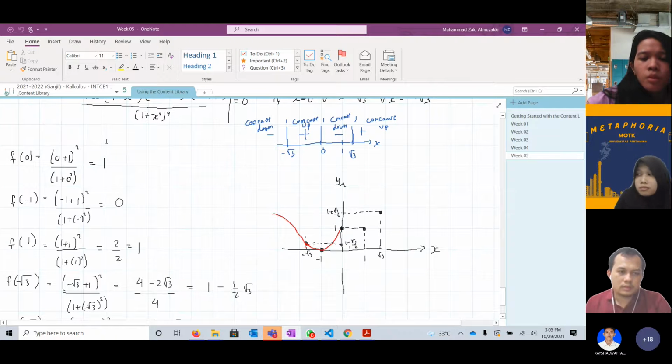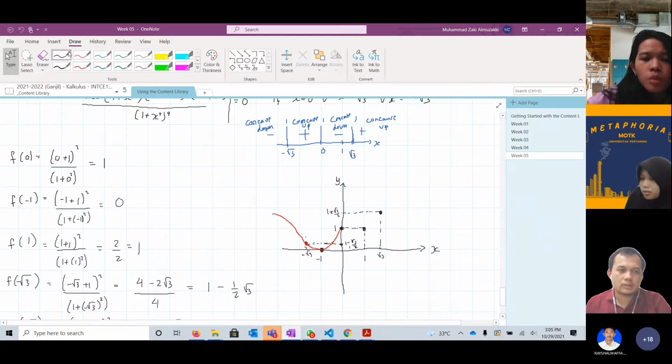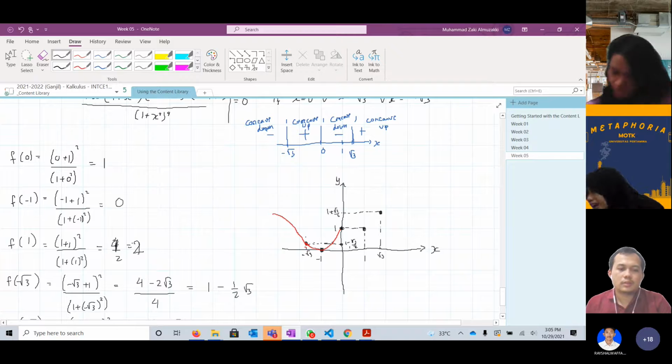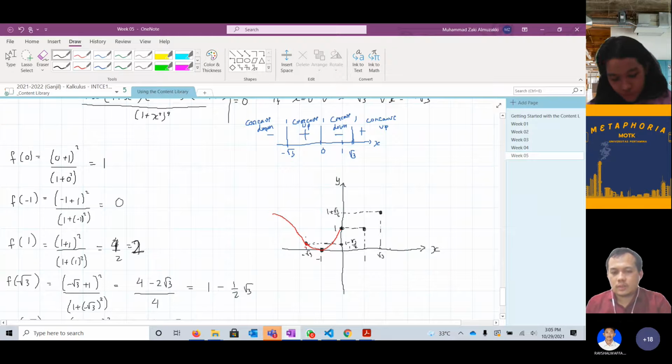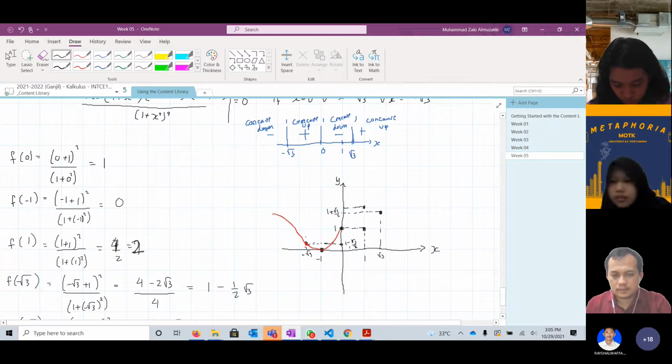This is not 2, but 4. So that's why. This is 4 over 2, so it should be equal to 2. Then the value of the function should be somewhere here. This is 2, yeah.